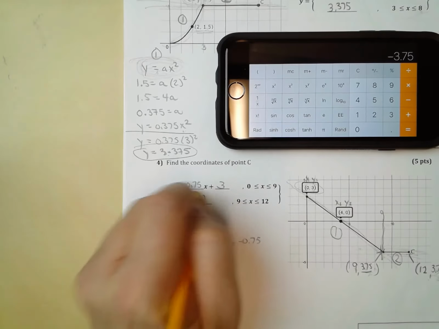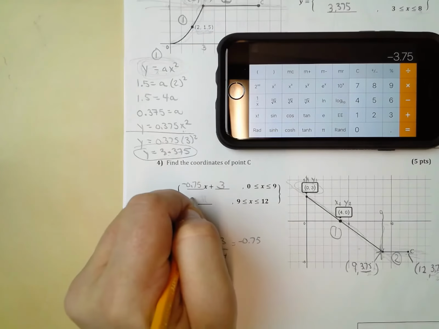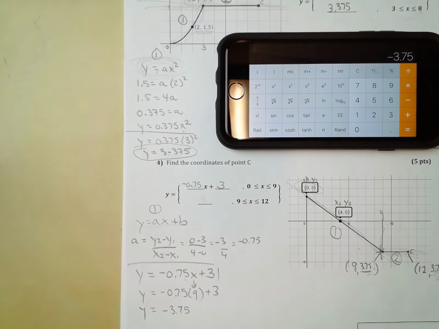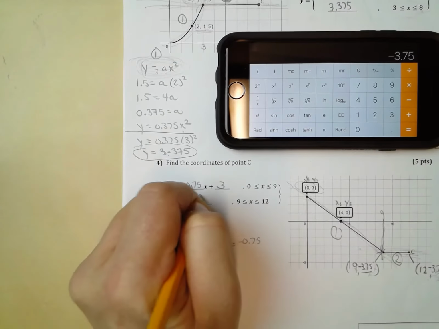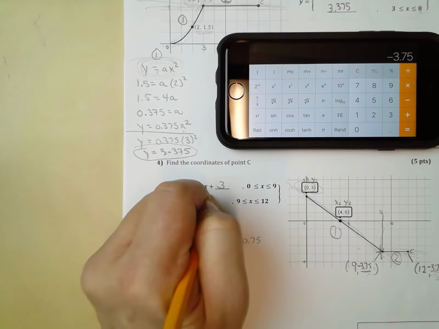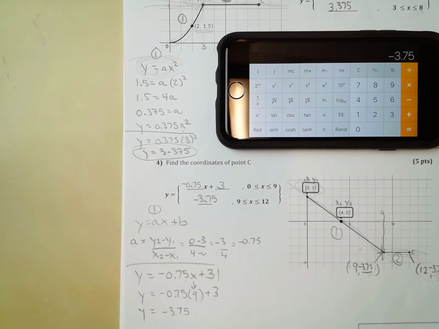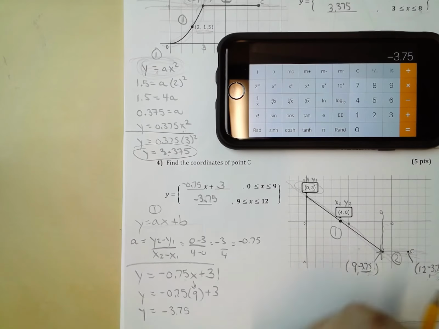So I can get rid of that little placeholder for now and say negative 3.75 is the y of the constant function. So C is really easy now. We can read it right off the graph there. 12 and negative 3.75. Pretty easy one. We'll see if number 5 is a little bit more challenging.